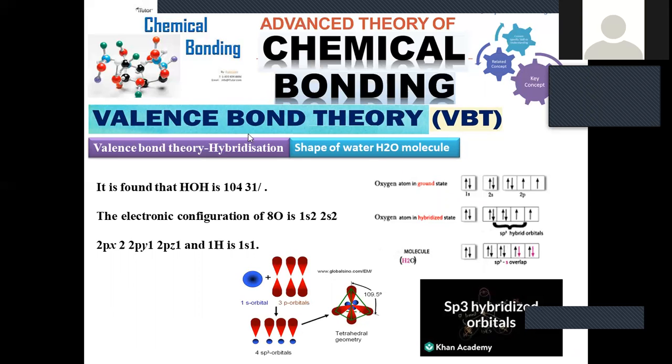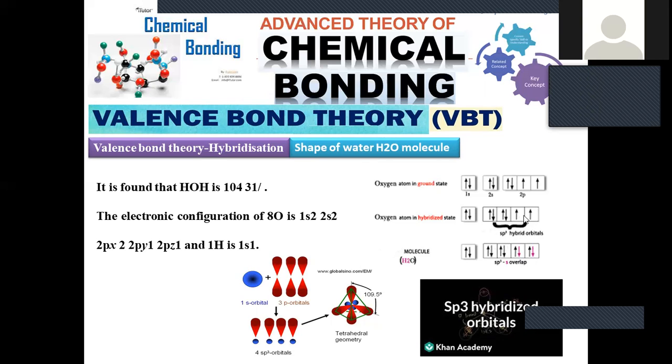That deviation is clearly explained by this advanced theory called valence bond theory. We will go into detail about this concept, applying it to a water molecule, oxygen with the 1s2, 2s2, 2p4 electronic configuration. It participates in sp3 hybridization, with intermixing of the s orbital with the 3 p orbitals, so that sp3 hybridized orbitals originate within the molecule.